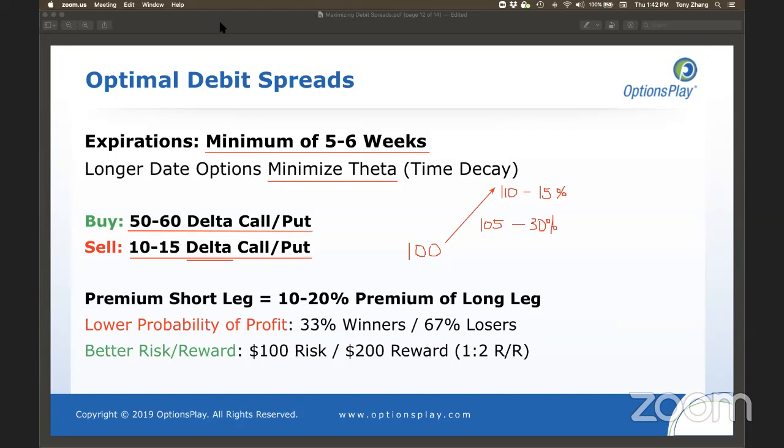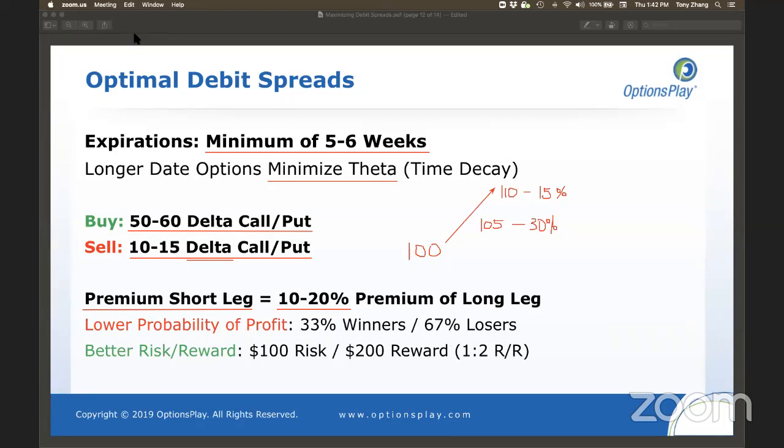And if you follow these types of methodologies, you're going to find that the premium that you receive on that short leg will offset 10 to 20% of the premium of the long leg. So think about this. Every single time you buy a call or a put, imagine getting a 10 to 20% discount on that trade. What does that do in terms of reducing your risk? What does that do in terms of amplifying your returns on that trade? Because that is really what you're going to be able to see when you're trading debit spreads.